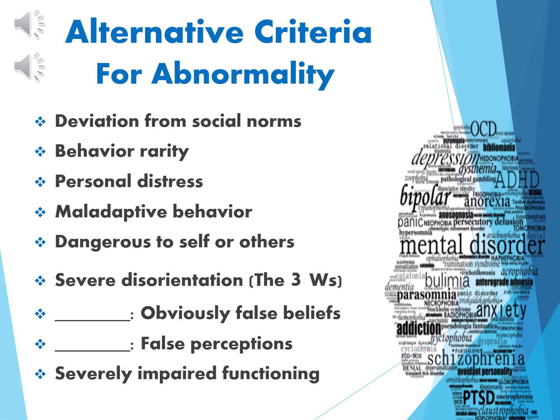So the first one, deviation from social norms, got its own slide, just one slide before, so let's skip to number 2, behavior rarity. Now this is not necessarily a good rarity or a bad rarity. Being a genius is a rarity. Being intellectually disabled is a rarity. So this one could be either good or bad depending on the particular issue at hand. Personal distress, that relates very nicely to the previous slide.